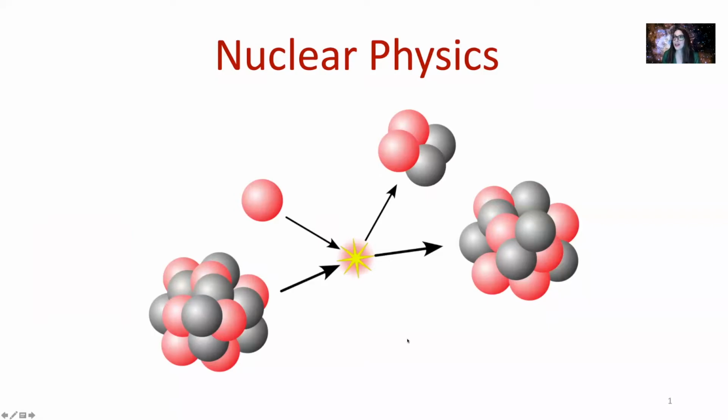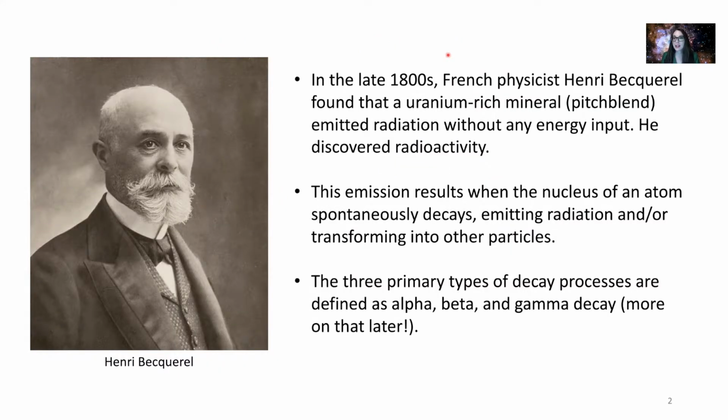In these last few mini lectures of the semester, we are going to cover nuclear physics. In the late 1800s, French physicist Henri Becquerel found that a uranium-rich material called pitchblende emitted radiation without any energy input. This was really bizarre at the time, and as a result of discovering this, he discovered radioactivity.